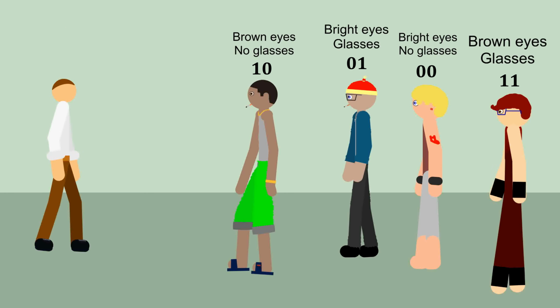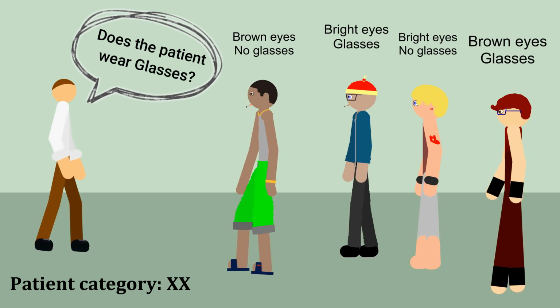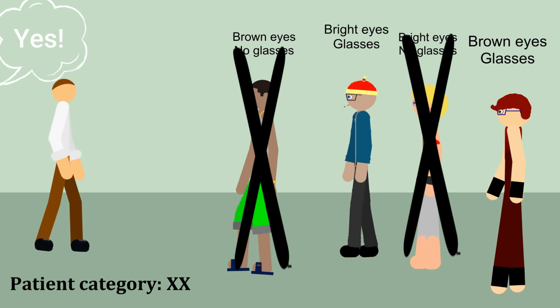If we picked a patient at random, they could belong to each one of the 4 categories, and there are 2 bits of information that are hidden from us. If we ask a question like, does the patient wear glasses, we cut our space of possibilities in half and reveal 1 bit of hidden information.